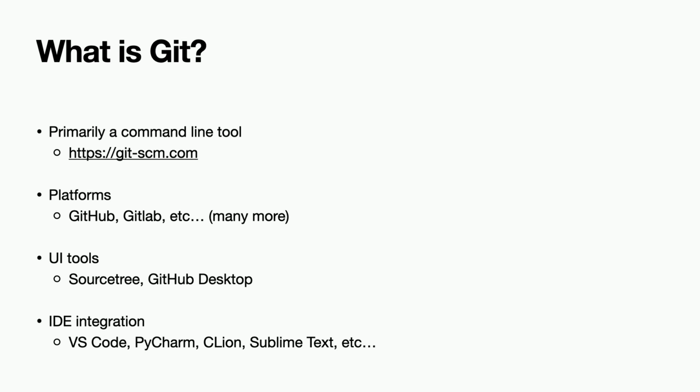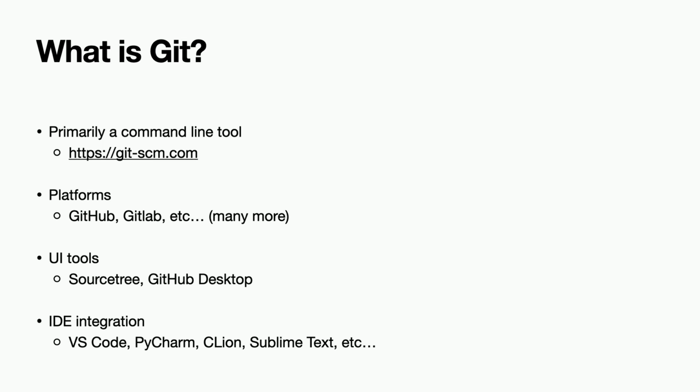Primarily, it is a command line tool. All the documentation can be found on that web page, and there are multiple platforms based on Git, for example, GitHub or GitLab, but many more. It is primarily a command line tool, but you can also use some UI tools to help you maintain your repository. For example, Source Tree or GitHub Desktop, but there are plenty of other tools for this too.